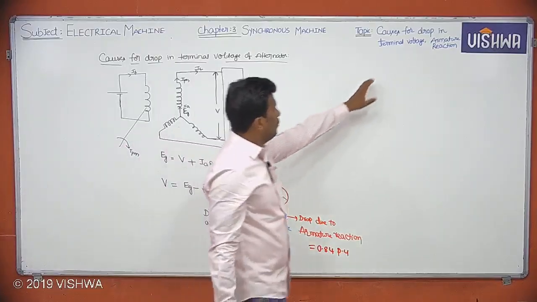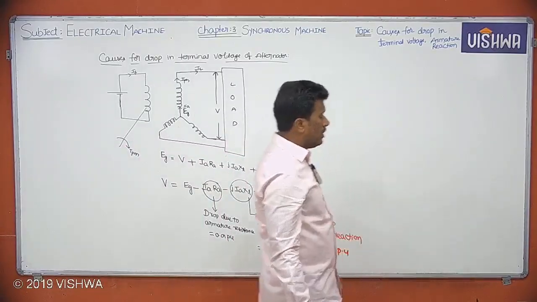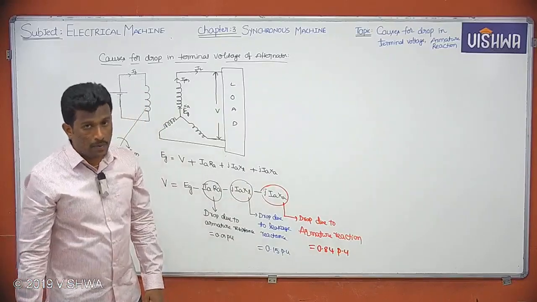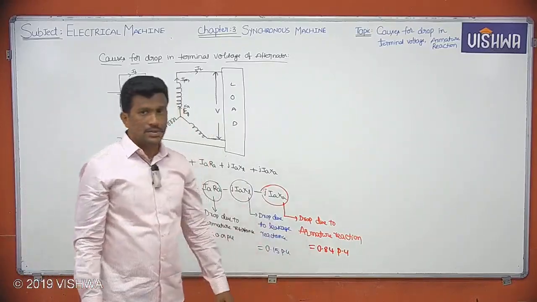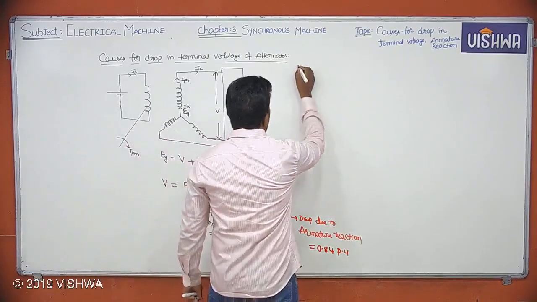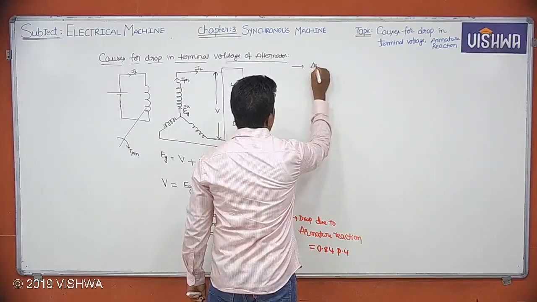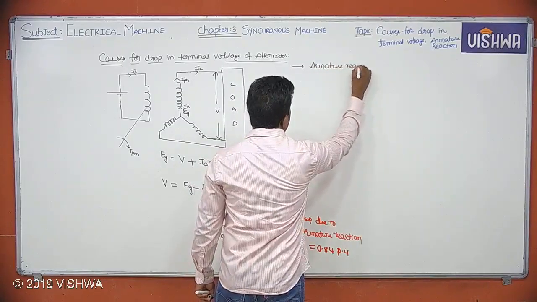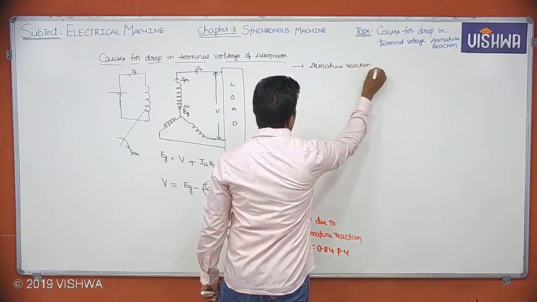And let me go for armature reaction. Why? I told you that among these three drops, the drop due to armature reaction is the most dominant drop. So let me keep the heading armature reaction. Let me discuss armature reaction here. It's very simple.